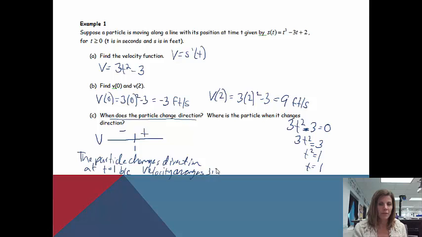And I definitely would have to check to make sure it actually changes, okay? Then the next part of that question says, where is the particle when it changes direction? If I'm asking where, I'm asking for a position, so I basically just need to find the position at 1. If I plug 1 into that equation, I'll get 1 cubed minus 3 times 1 plus 2. So 1 cubed is 1, minus 3 is negative 2, plus 2. My position will be 0. So we would be done. It's just going to be at 0 for the position.